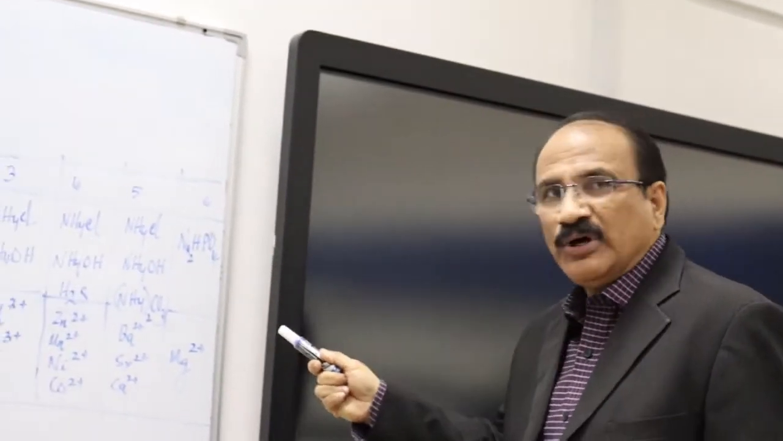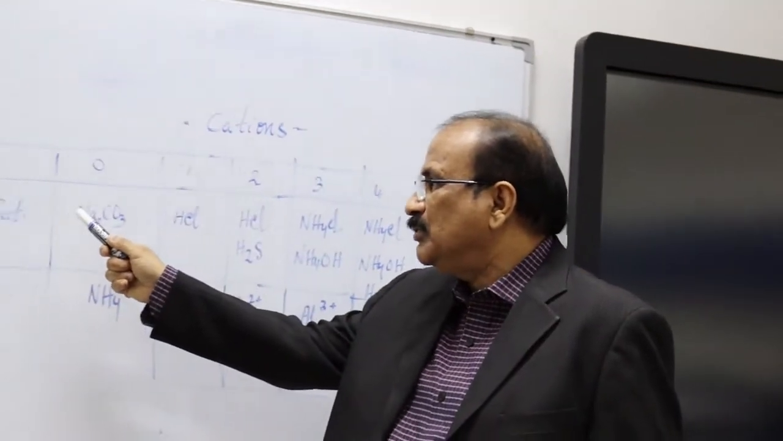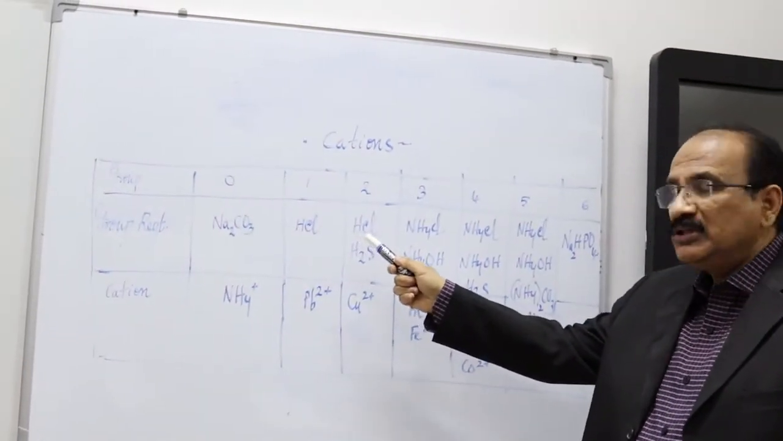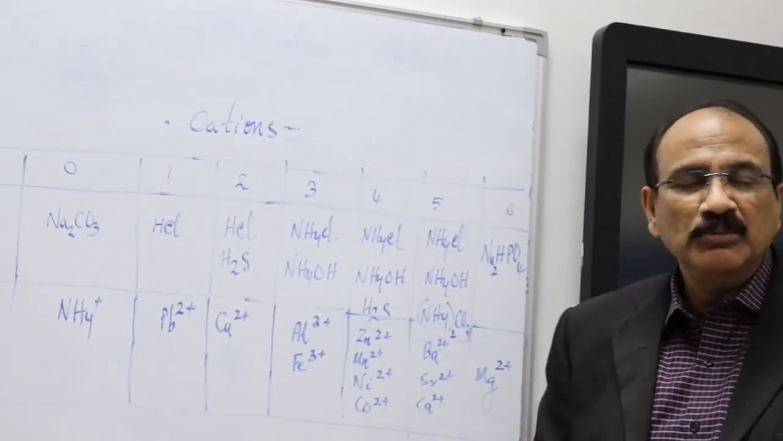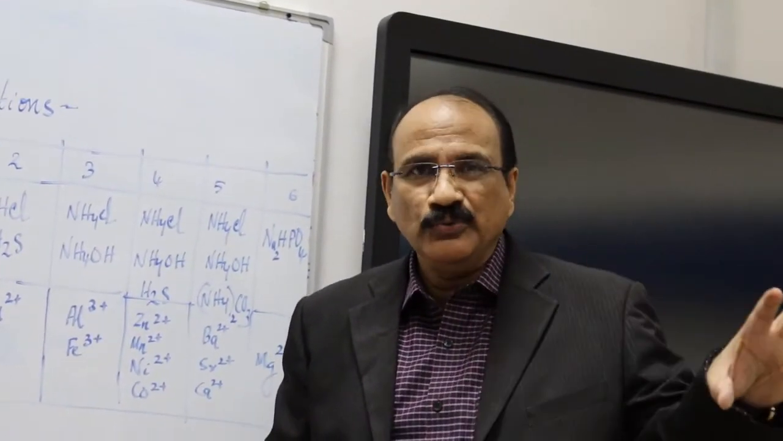So we have to follow the order. Do the test for 0 group, then go for first group, then second group, third group, fourth group, fifth group and 6th group. This is the order allowed for you. In 0 group, we have to study only one cation, that is ammonium, NH4+. So during the viva, the examiners will be asking this question: name a non-metallic cation. It is nothing other than NH4+.